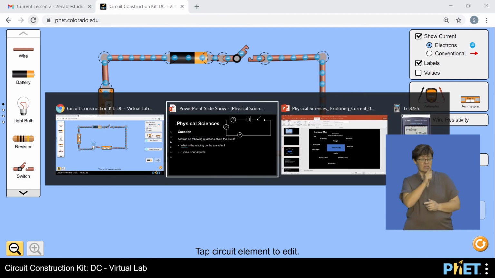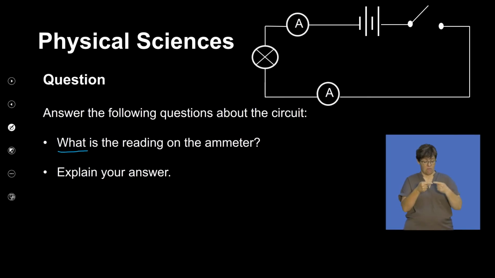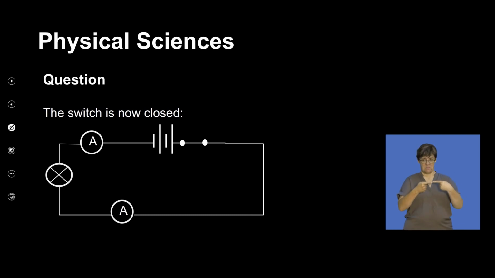So what does this tell us? Once the circuit is broken, it simply means that there is 0 current. The ammeter reading will be 0 amperes. Right. Now we close the switch. The moment we close the switch, there will be a reading on the ammeter.